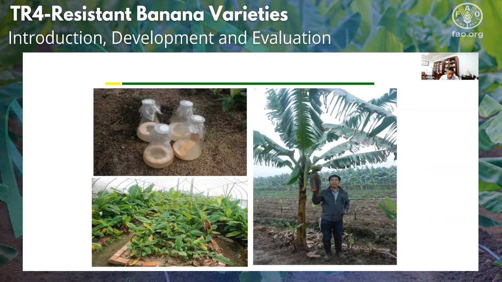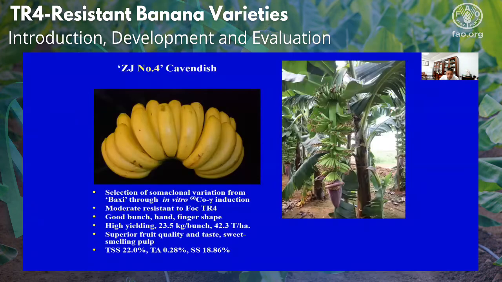After we get some new seedlings, we plant them in the greenhouse, and then we pour a heavy dose of the fungus onto these seedlings. Then we select the surviving seedlings and plant them in the field. Then we select the healthy seedlings and propagate them. Next. Next, please.